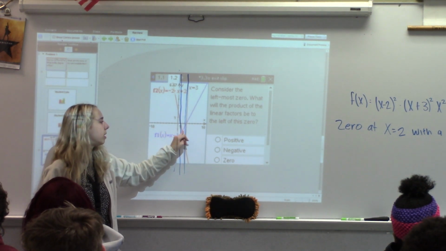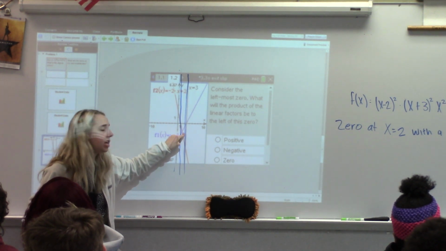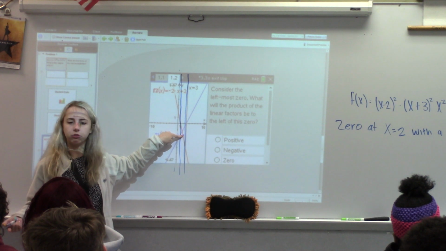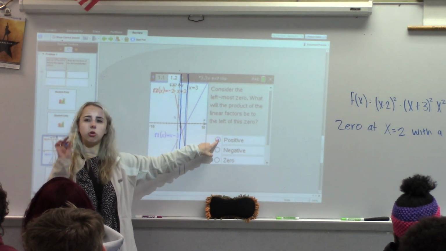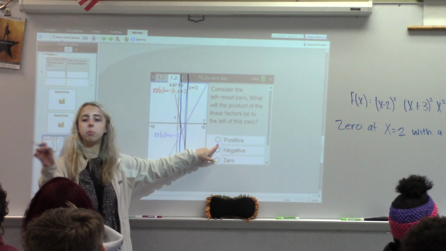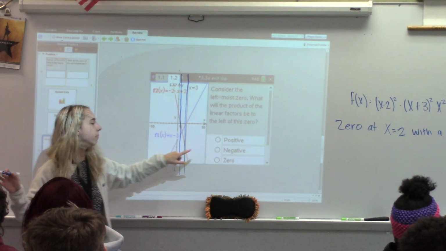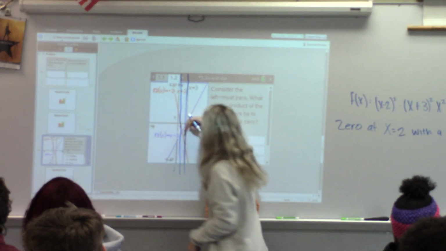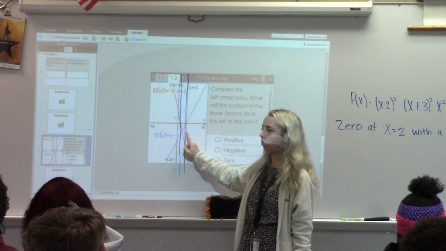But what if it asked you about this middle region? What would the product of these factors give you? Okay, do y'all see that? Tell me if you don't see that. I can explain it more. Okay, thank you. So we're looking in between these 2 zeros.